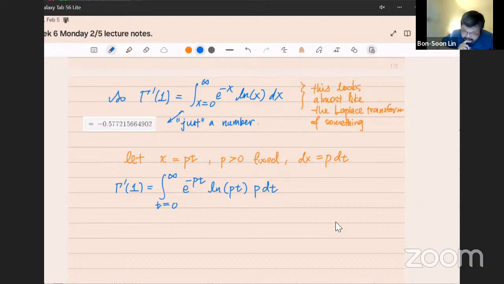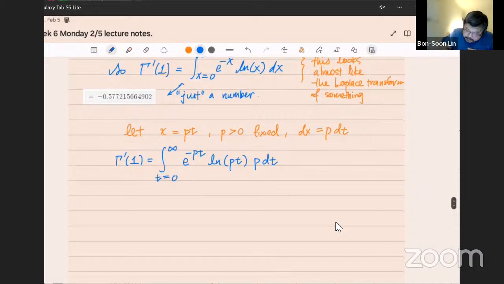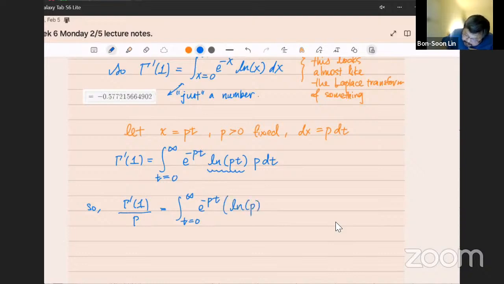And okay, this is kind of neat. We got an extra p. This p is a constant, so I can divide it over. So we have gamma prime of 1 divided by p is equal to the integral from t going from 0 to infinity of e to the minus pt. And the natural log of the product pt, we can separate that into a sum. So that's natural log of p plus the natural log of t dt. Yeah. So far, so good.